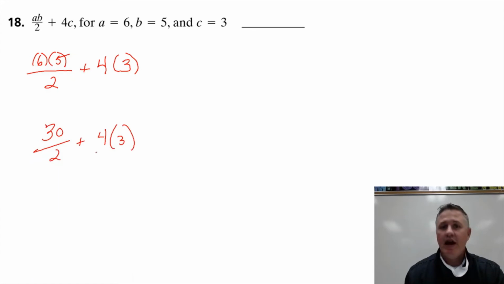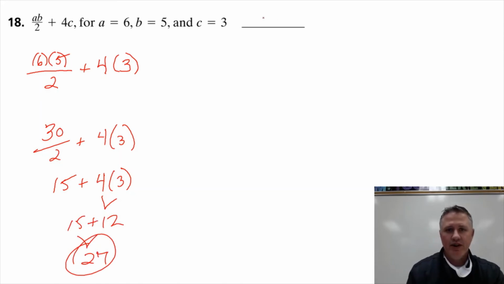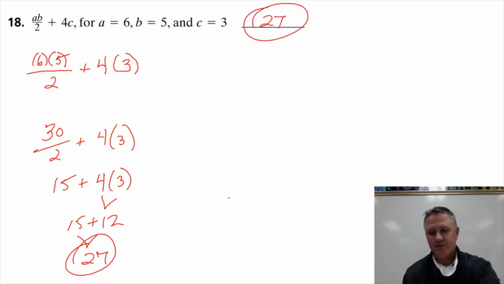Okay. Now, next order of operations, 30 divided by 2 is 15 plus 4 times 3. Now, tempting to do 15 plus 4, right? But it's 4 times 3, which is 12. And last, 15 times 12, well, that's 27. And we are done. The answer is 27.